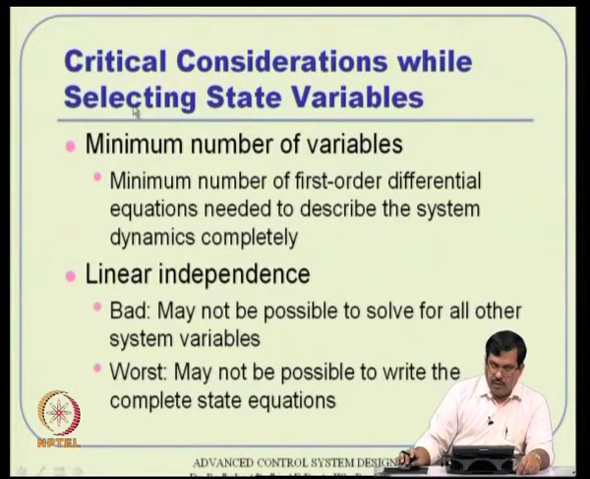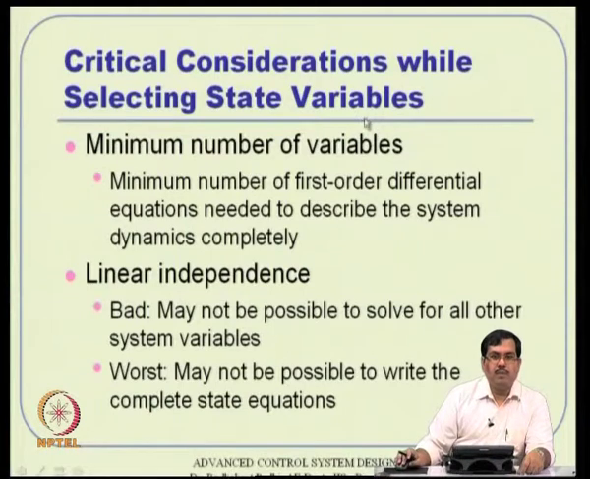And some critical considerations while selecting state variables, first of all they have to be a minimum number of variables. So, in other words, the minimum number of first order differential equations needed to describe the system dynamics completely, you can think of it that way. So, if you talk about the number of differential equations all represented in a first order sense, the number of such differential equations that is needed defines the number of variables that are needed to describe the system completely, and that is nothing but the states. So, that is a primary requirement, you need to collect a minimum number of variables. The moment it is more than that, there will be problems.